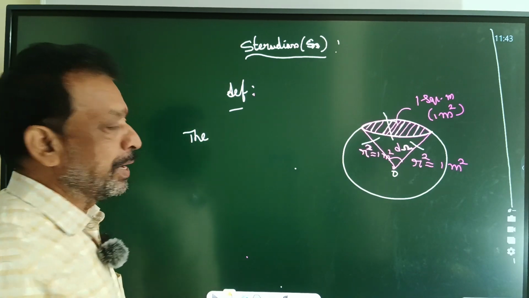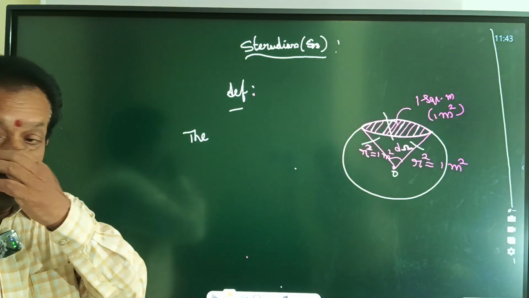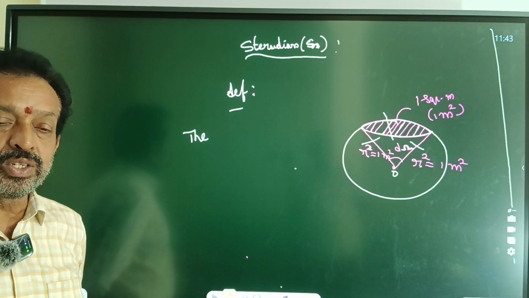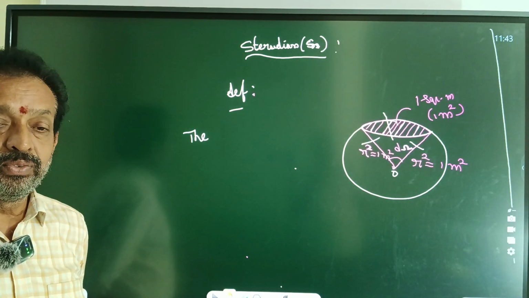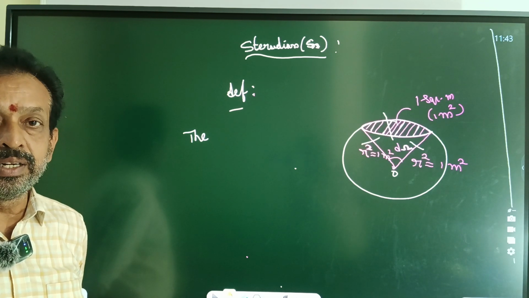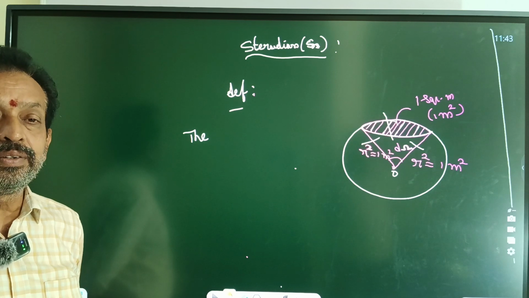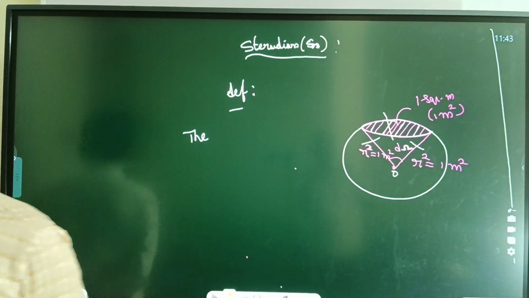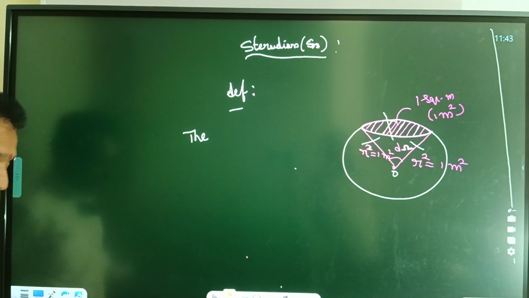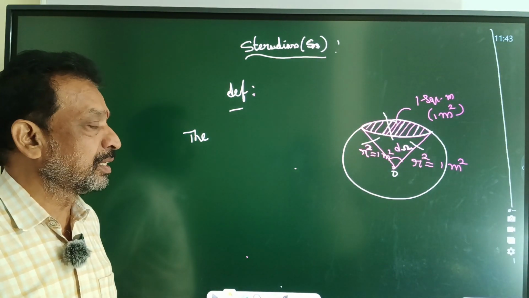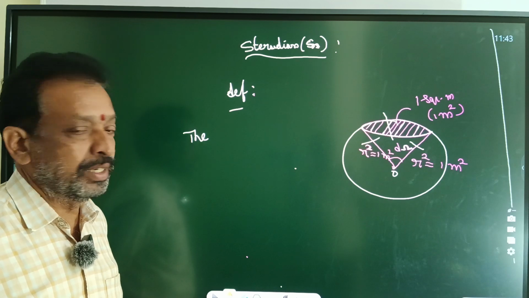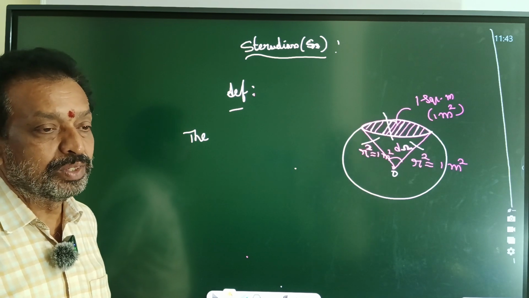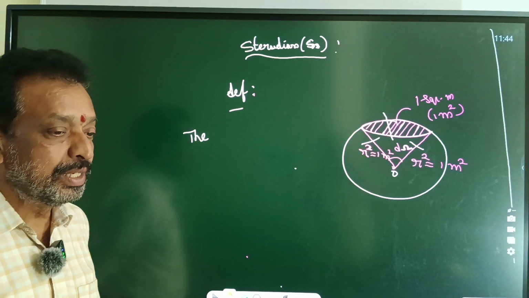The angle subtended by 1 square meter area of cross section of a solid sphere, equal to the square of the radius, at the center of the sphere is called steradian.